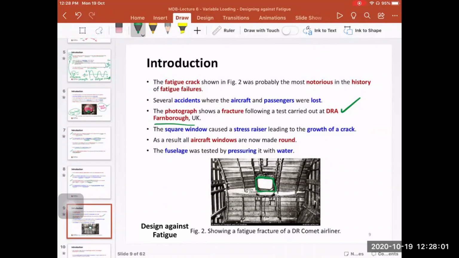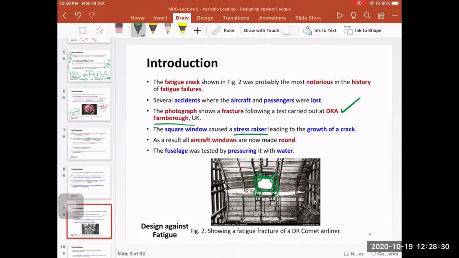So it means that for these corners here, there are some stress concentrations. Stress concentration because of these sharp corners, right? It is a stress riser. It raises the stresses, it magnifies the stresses. Those sharp corners, they magnify the stresses. In order for this crack to propagate, we still need some fluctuating loads.